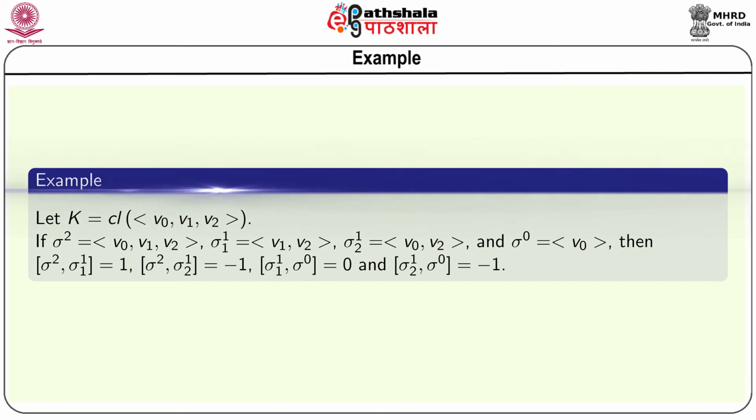If sigma 2 is V0, V1, V2, sigma 1,1 stands for the one simplex V1, V2, sigma 1,2 stands for the one simplex V0, V2, and sigma 0 stands for the 0 simplex V0, then the incidence number of sigma 2, sigma 1,1 is 1, sigma 2, sigma 1,2 is minus 1, sigma 1,1, sigma 0 is 0, and sigma 1,2, sigma 0 is minus 1.